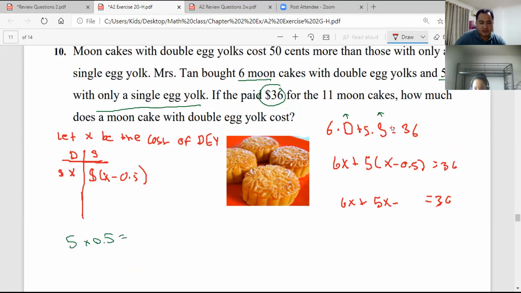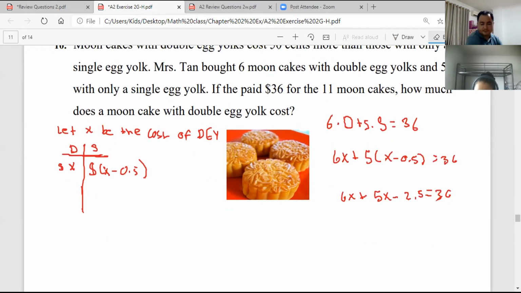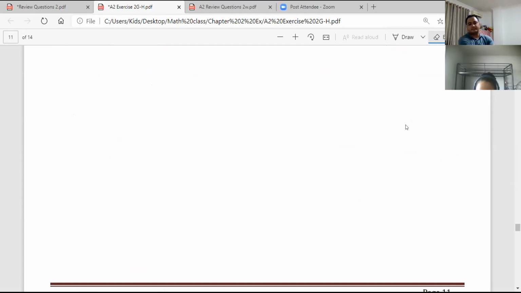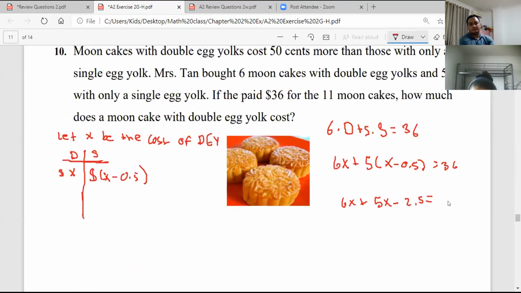What is 5 times 5? It is 25. We have one decimal point here, 2.5. Oh, okay. So 2.5 equals 36. Okay, very good.